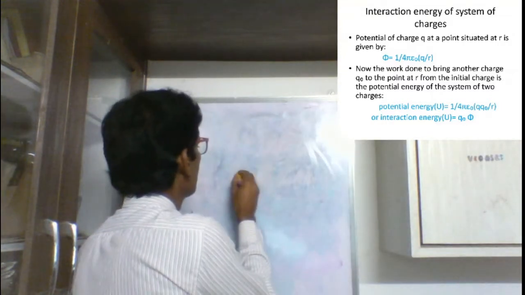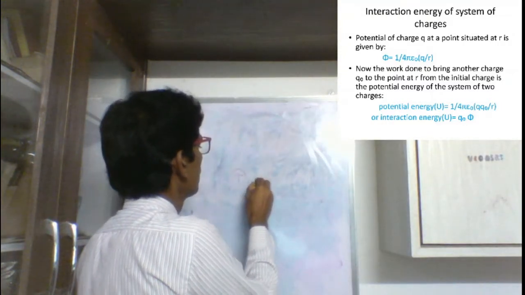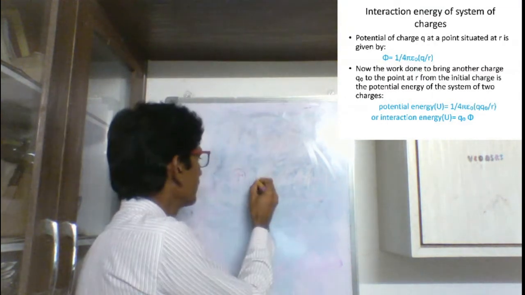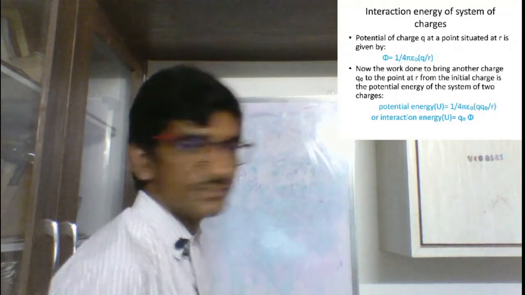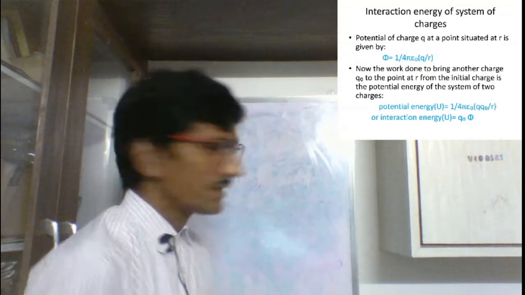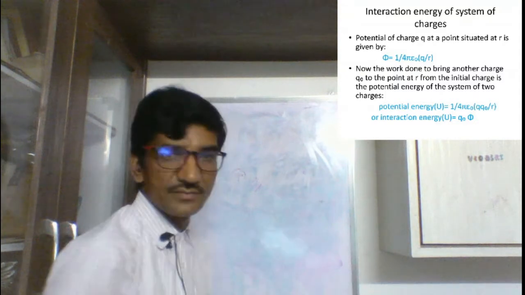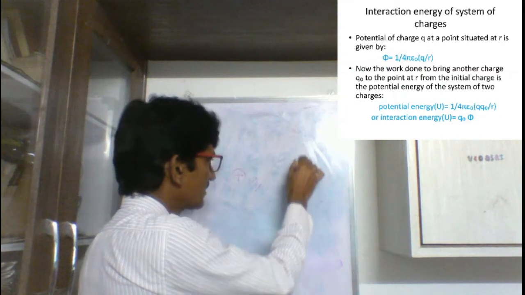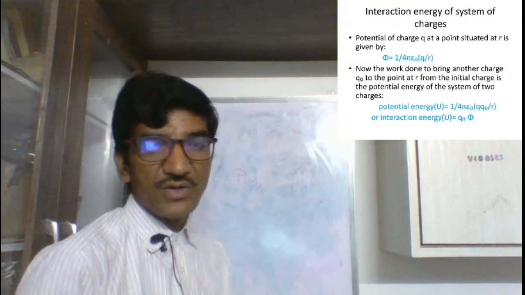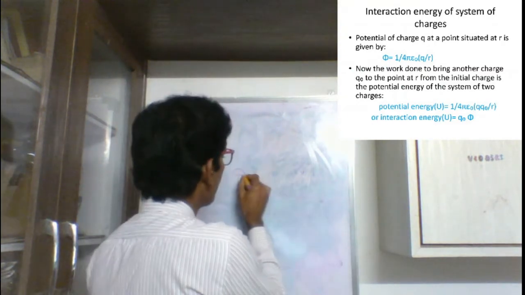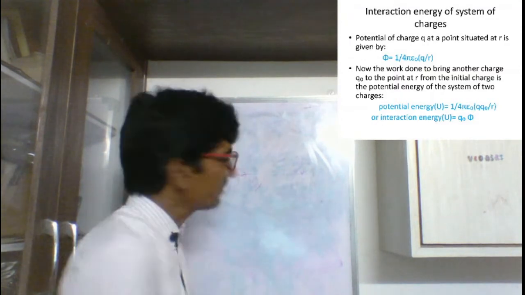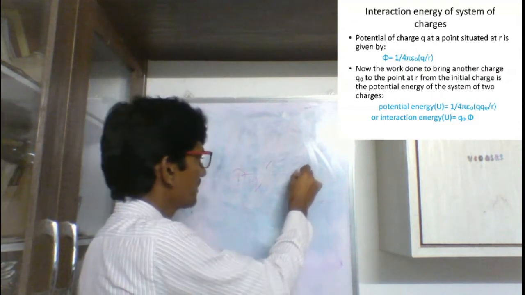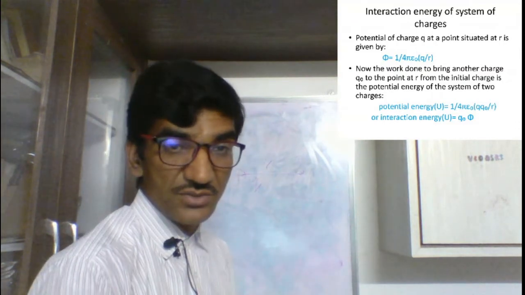What is this? Plus Q. We are having only one positive charge here, plus Q. Now you take one point here. At this point, say point P, you want to bring some charge Q0 from infinity up to this point. The distance between this charge and this point is small r.